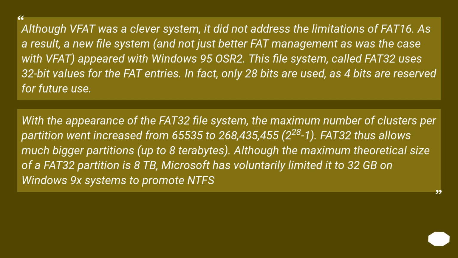With the appearance of the FAT32 file system, the maximum number of clusters per partition increased from 65,535 to 268,435,455, 2^28 minus 1. FAT32 thus allows much bigger partitions, up to 8 terabytes.